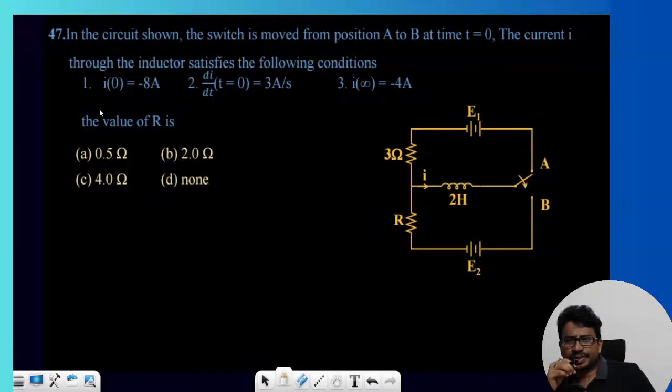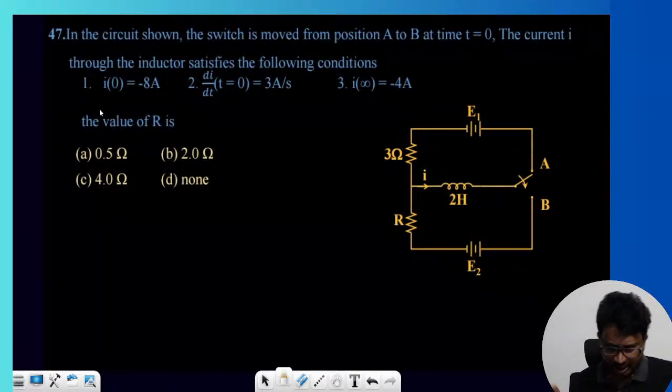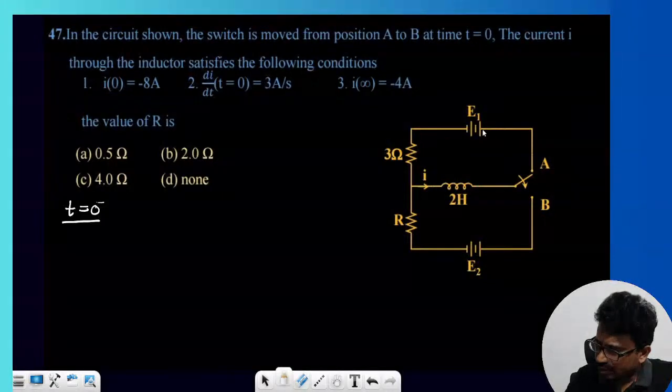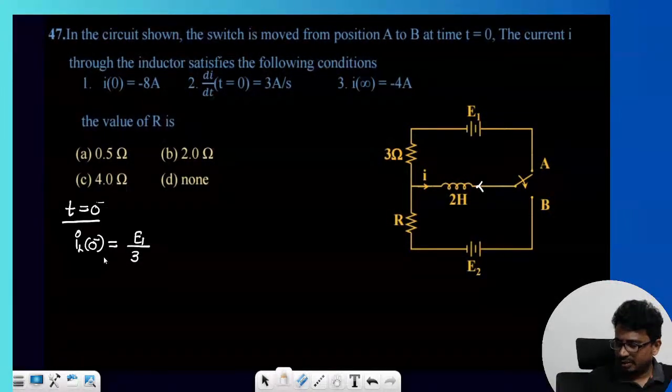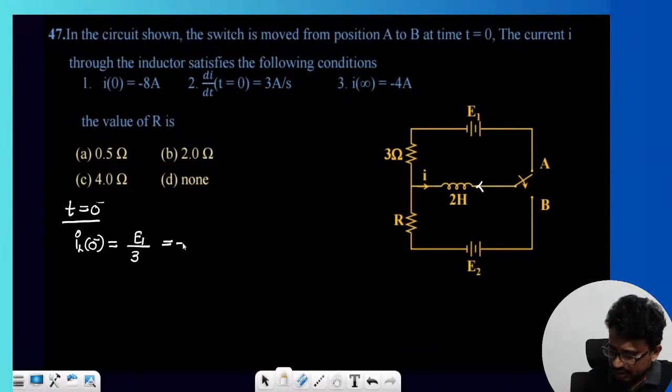-8. Okay. Now tell me, initially at t is equal to 0 minus, where is the switch? At t equal to 0 minus, the switch is at position 1. So when it is position 1, this current will flow like this. We can write this current as IL of 0 minus, and that should be given as E1 by 3. Okay. So that is given as minus plus 8 now. So from this I can say E1 is equal to how much here? 24.